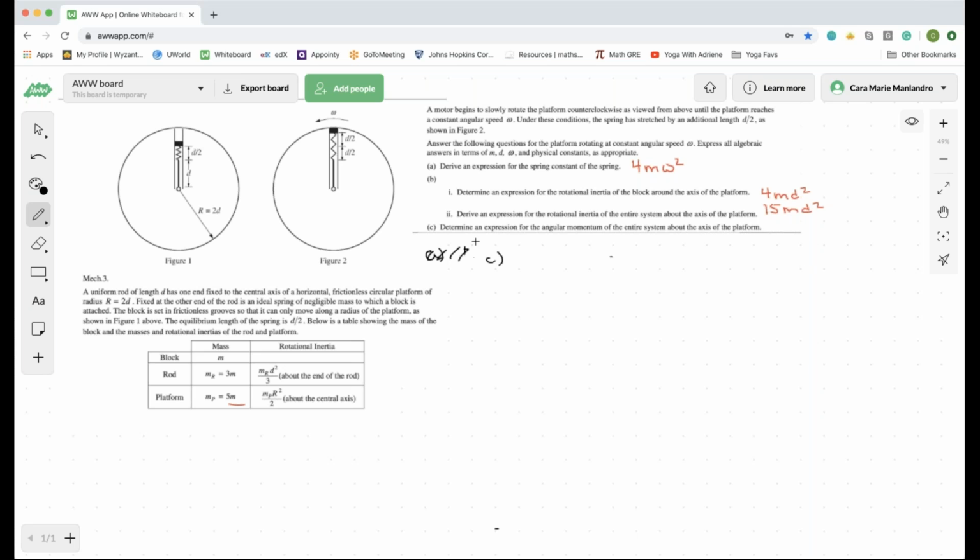All right, so for determine an expression for angular momentum, by definition, L equals I omega, and we just solved for I, so we just plug it in. And again, this is a situation where if you didn't get the previous one correct, you would just make up a number and put it in. Okay. Any questions? I'm going to put up the last couple parts.